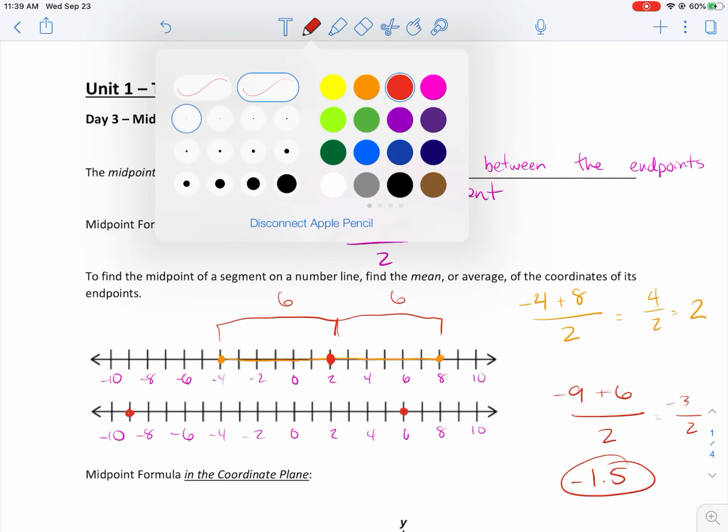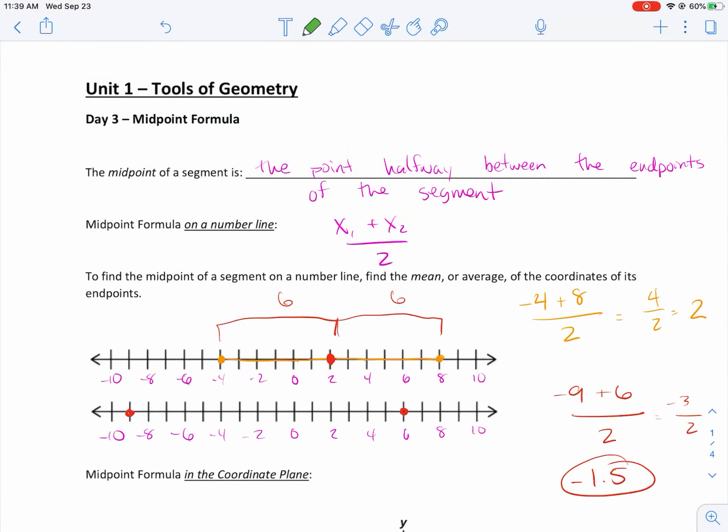Okay, so let's take a look. Let me put that dot on there, negative 1.5. All right, so 1, 2, 3, 4, 5, 6, 7 and a half. 1, 2, 3, 4, 5, 6, 7 and a half.